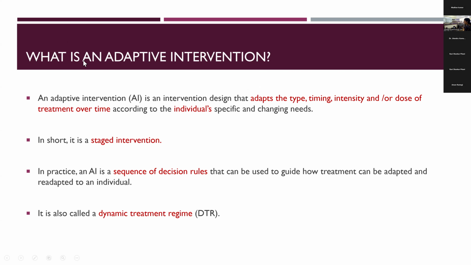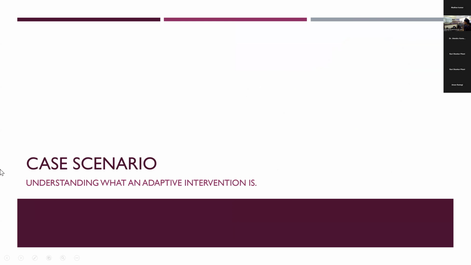So an adaptive intervention is an intervention design that adapts the type, timing, intensity, and/or dose or duration of treatment over time depending on the individual's needs. So it is basically a staged intervention with a sequence of decision rules. Adaptive intervention was initially abbreviated as AI, but now we have another AI, so they have changed the name to dynamic treatment regime, which is abbreviated as DTR. The definition of this might sound complicated, but this is what we do every day in clinical practice.